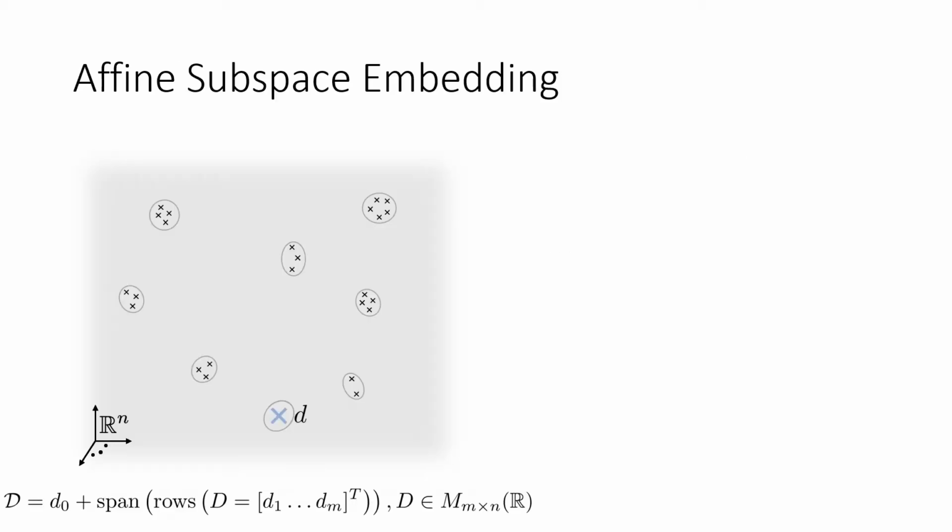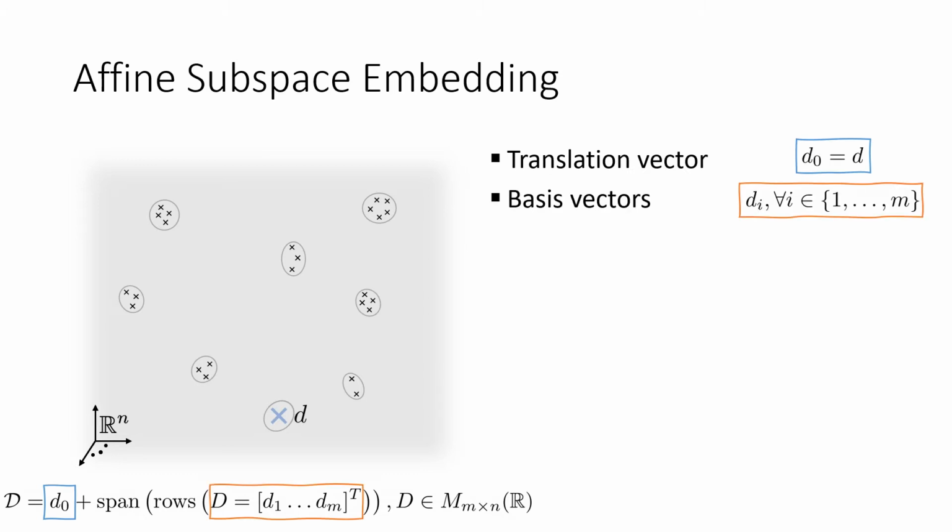Let us first look at how to generate the affine subspace embedding. On the left side, we visualize a high-dimensional space. The blue cross represents the initial n-dimensional descriptor to be concealed, and the black smaller crosses represent other real-world descriptors. To define an m-dimensional affine subspace, one needs to provide a translation vector d0 as well as m vectors d1 through dm forming the basis of a linear subspace.